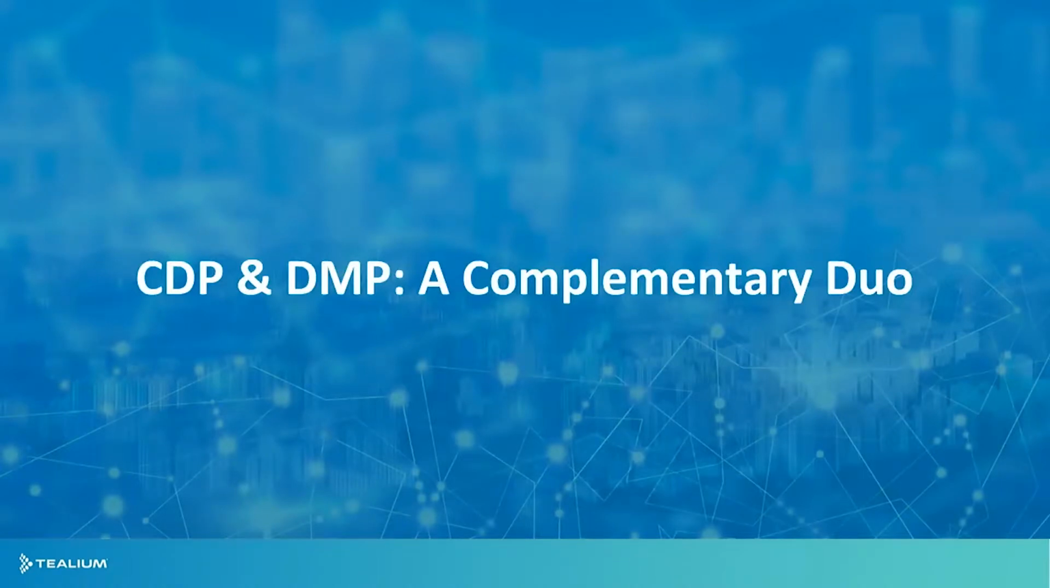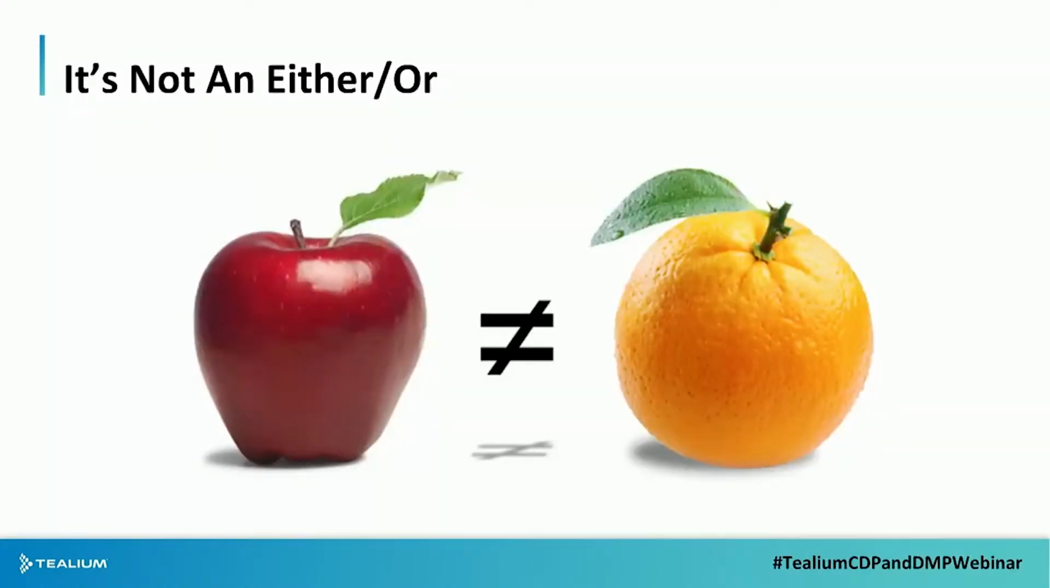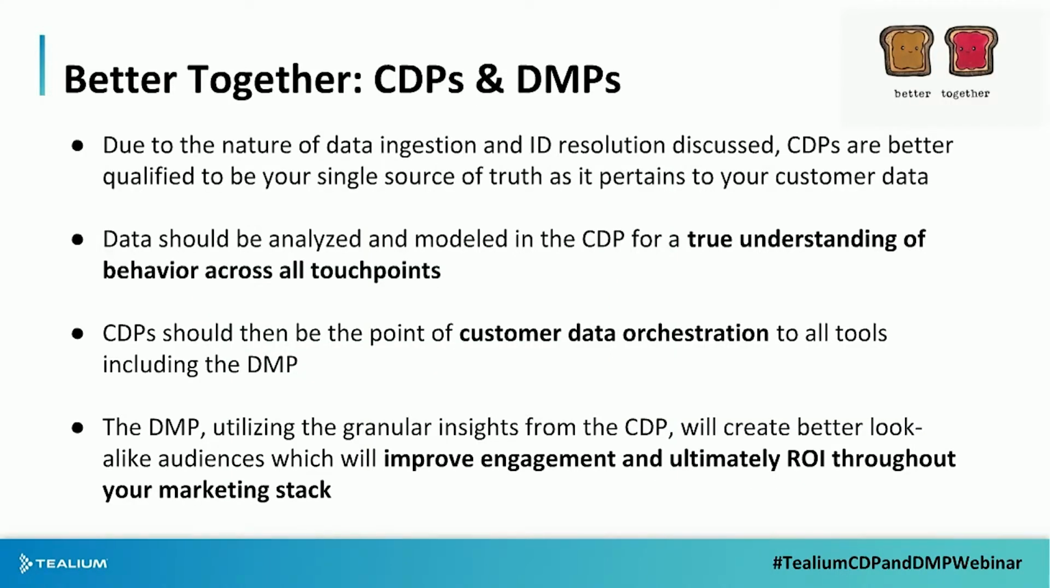Good stuff. So CDP and DMP, a complementary duo. We agree. So it's not an either or. Really, it's both. And it really depends on what your business requirements are and what you're looking to solve. It could be a DMP, it could be a CDP, or it could be both, and they work better together. So all those scenarios, I think, are very valid. It just depends on what you as a company are evaluating.